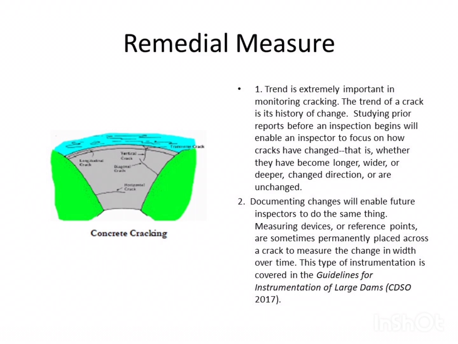So concrete cracking trend is extremely important in monitoring the crack. Studying the trend of cracks in prior reports before inspection begins will enable an inspector to focus on how cracks have changed, that is, whether they have become longer, wider, or deeper, or changed direction. Documenting changes will enable future inspectors to do the same things. Measuring devices or reference points are sometimes used.